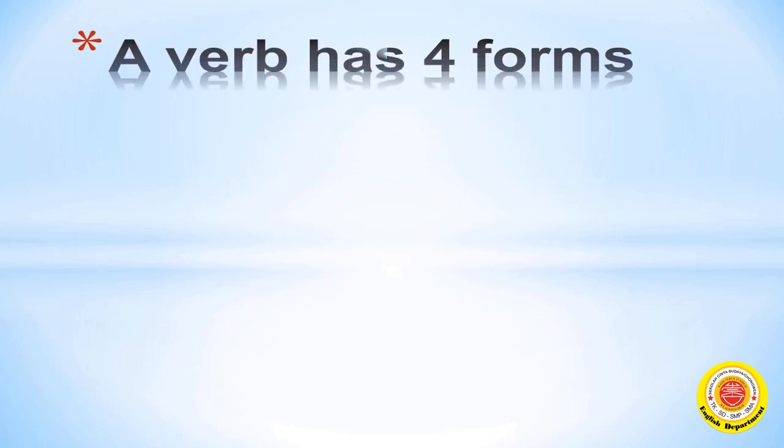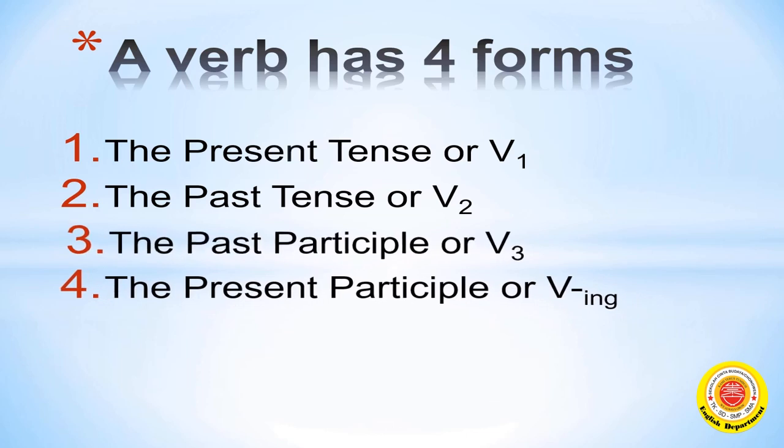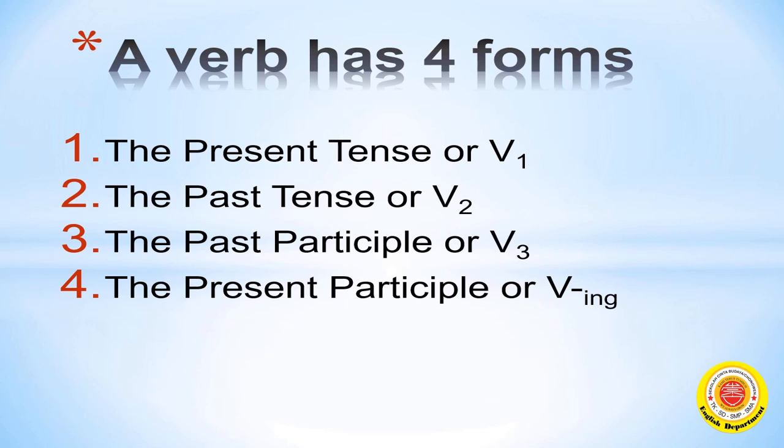A verb has 4 forms. Kata kerja itu mempunyai 4 bentuk. The first one is the present tense or verb 1, the past tense or verb 2, the past participle or verb 3, and the present participle or verb ing.